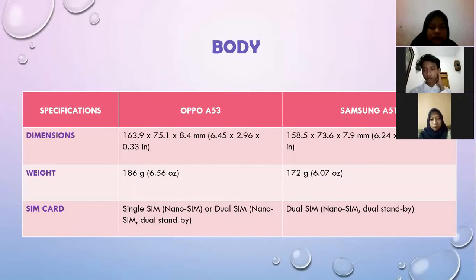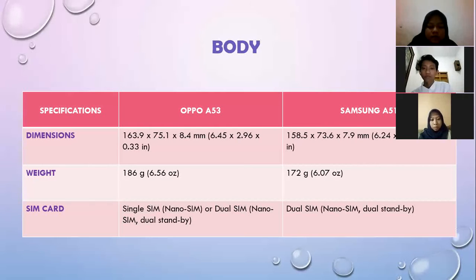We will talk about the body of both phones. Number 1, dimensions. Oppo is 163.9 times 75.1 times 8.4 millimeters. Samsung is 158.5 times 73.6 times 7.9 millimeters. So, about the dimensions, Oppo is quite a bit bigger than Samsung.